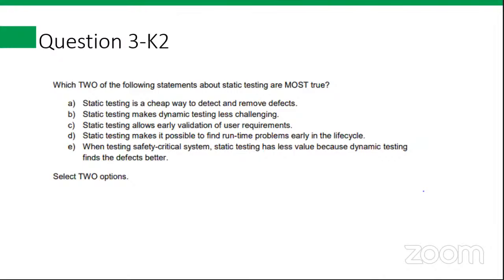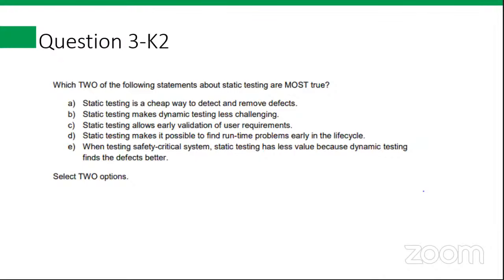But then let's have a look at what makes option D and E wrong. So let's take option D. Static testing makes it possible to find runtime problems early in the life cycle. If you look at this statement, you can see that you have a keyword called runtime. And if you remember, I had told you earlier that dynamic testing is related to execution. That is, you are executing some code or executing something.